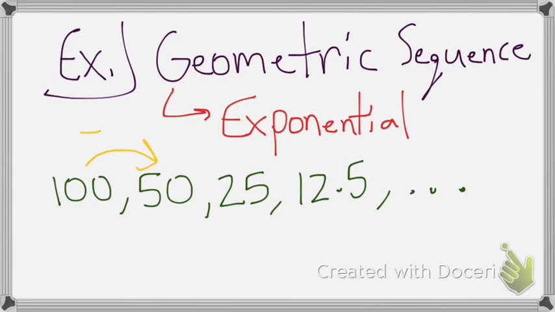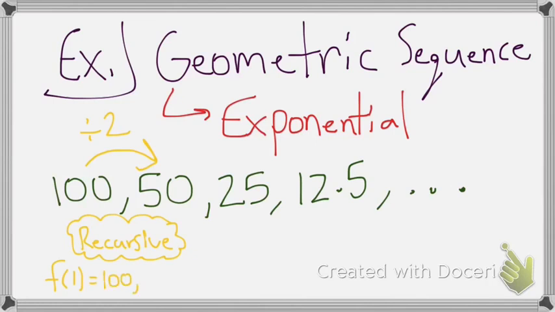Okay, so right here, we're dividing by 2 every time. All right, so I'm going to start with the recursive one, because that's kind of the easier one to think about. What we're going to write is we start at 100 and divide by 2 every time. We just have to write it in math language. So that is how we write start at 100 in math language.